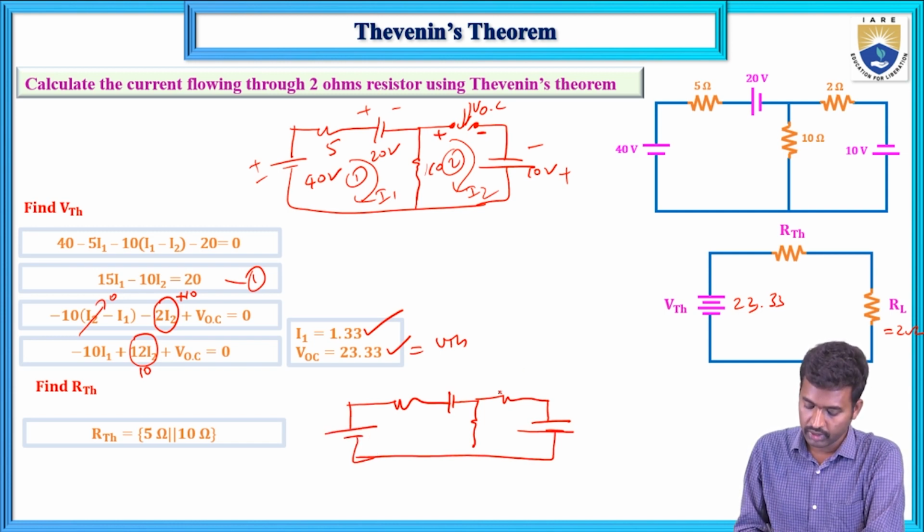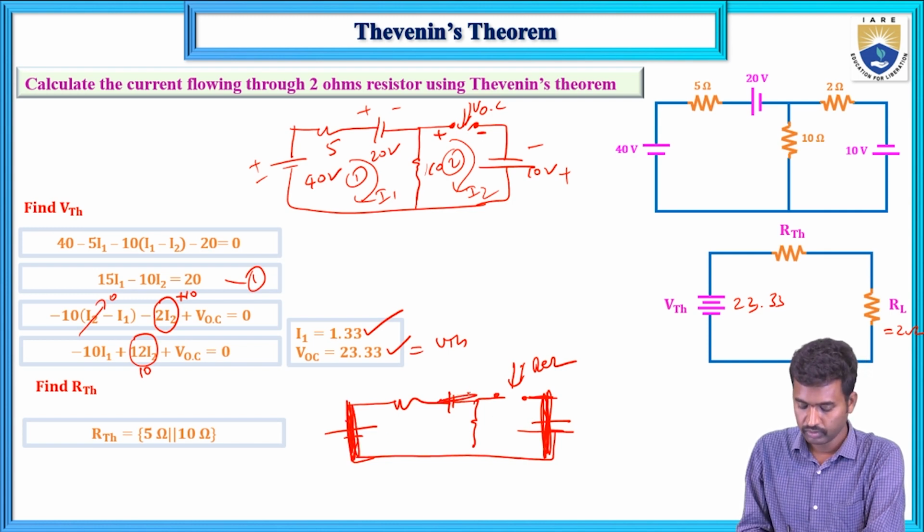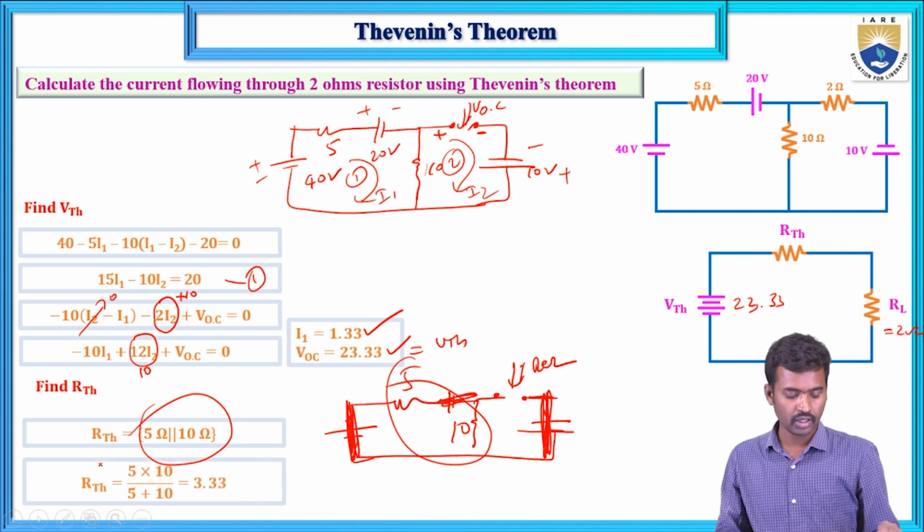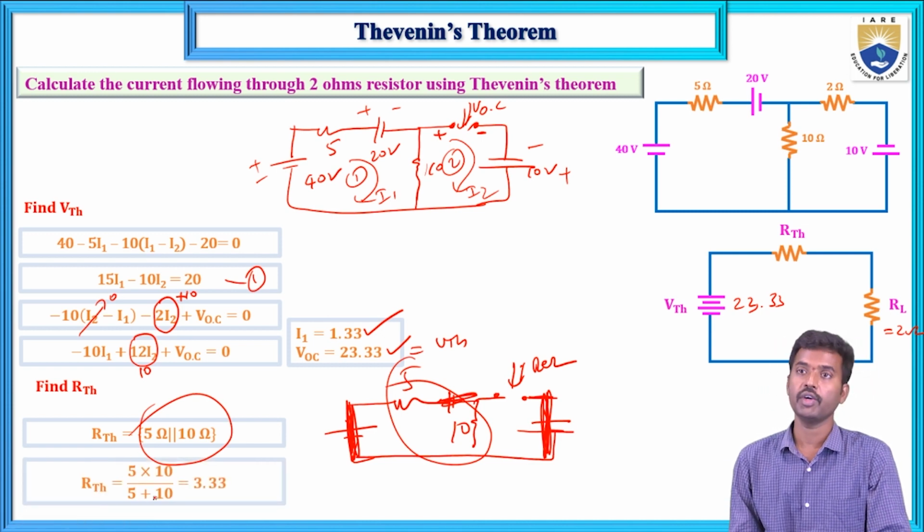Now remove this load resistance and calculate the R equivalent. All voltage sources are replaced by short circuits. The 5 and 10 ohm resistors are connected in parallel, which means 5 into 10 divided by 5 plus 10 equals 3.33 ohms. And this is 2.